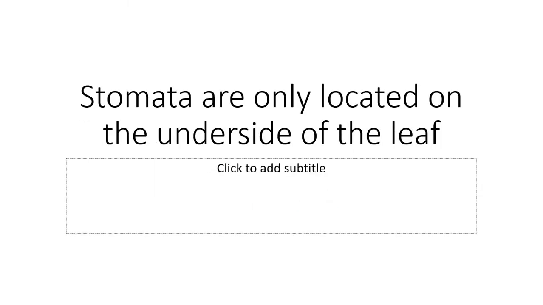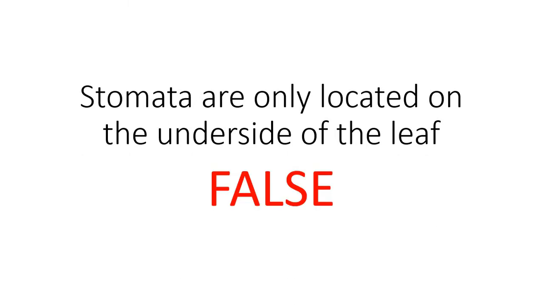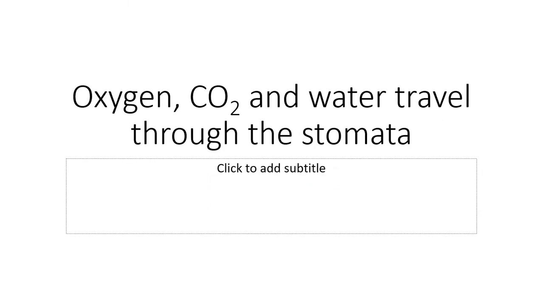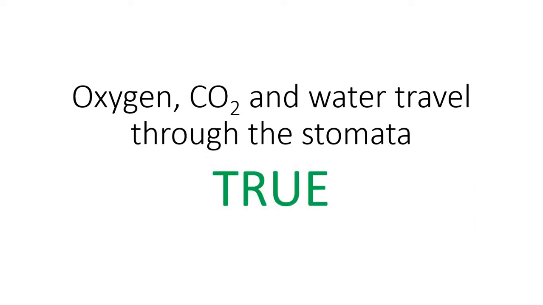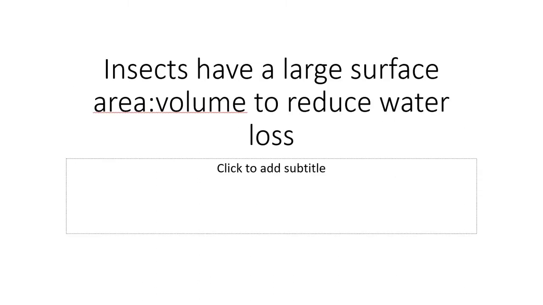Stomata are only located on the underside of the leaf. False. There are many more in most plants, particularly herbaceous ones. They'll be highly concentrated compared to the top, but there are also some on the top of the leaf, there's also some on the stems themselves. O2, CO2 and water travel through the stomata. True, that's where gas exchange occurs, and we also have the transpirational water loss.